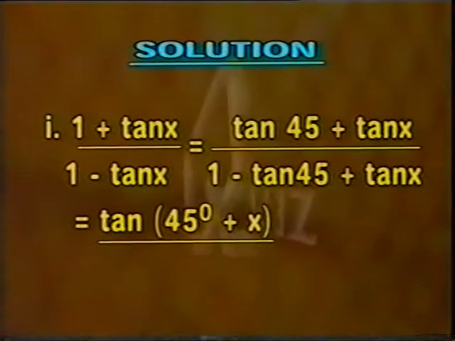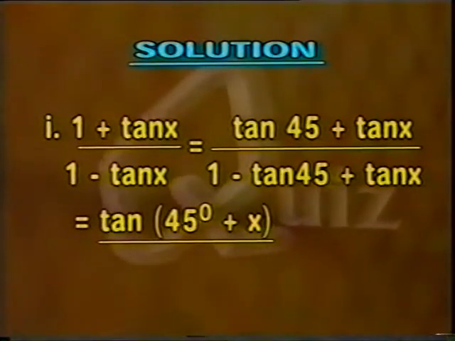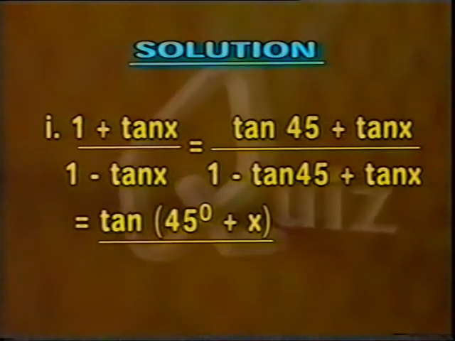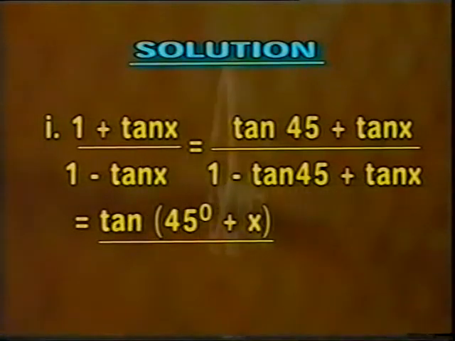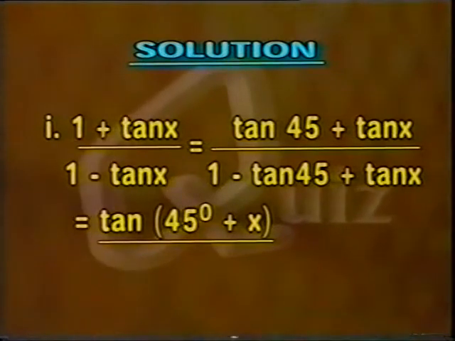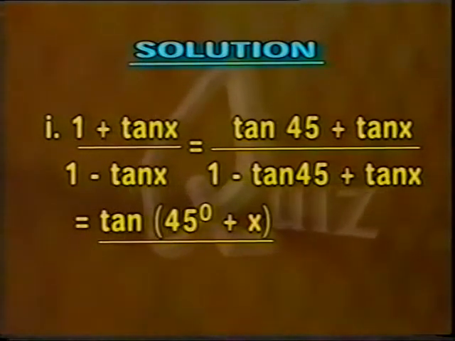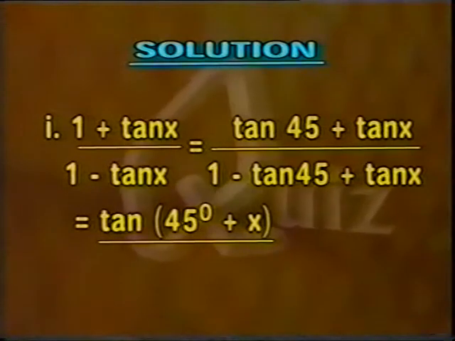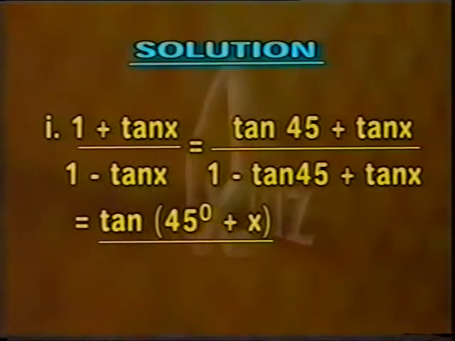Contestants, for your solutions, let's go through what I have. You are to express as a single trigonometric ratio. So we had 1 plus tan x all over 1 minus tan x. And we were given a hint that tan 45 degrees equals 1. And therefore, that equals tan 45 plus tan x all over 1 minus tan 45 tan x, and that equals tan (45 degrees plus x).